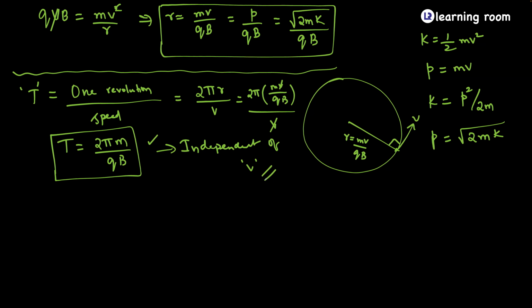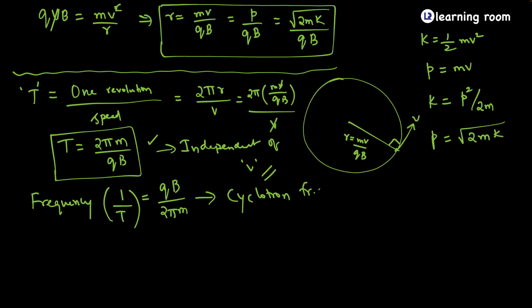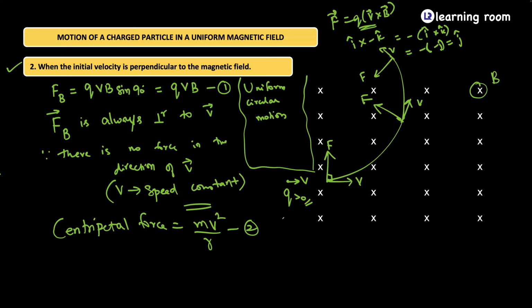Now, if I take the reciprocal of this, what is going to happen? The frequency is the reciprocal of time period. So this is going to be equal to qB divided by 2 pi m. If you observe, frequency is also obviously independent of velocity. And this frequency is given a name called cyclotron frequency. Cyclotron is basically a device which is used to accelerate charged particles. So this frequency of qB divided by 2 pi m is what is called cyclotron frequency. And this is all about a charged particle projected perpendicular to a uniform magnetic field.